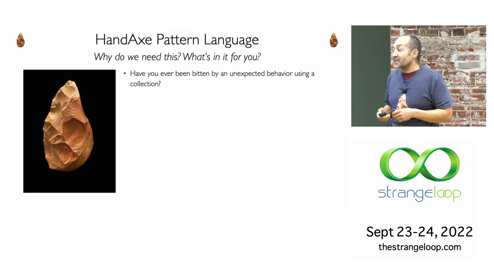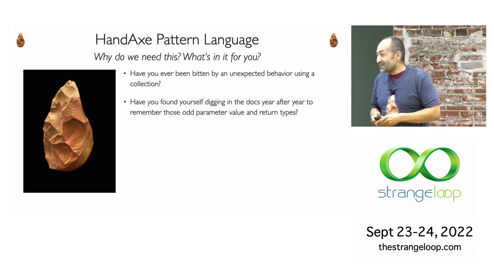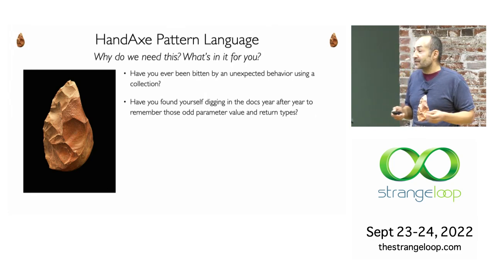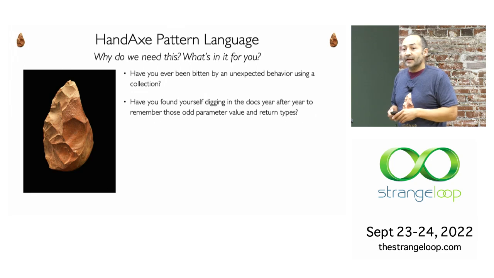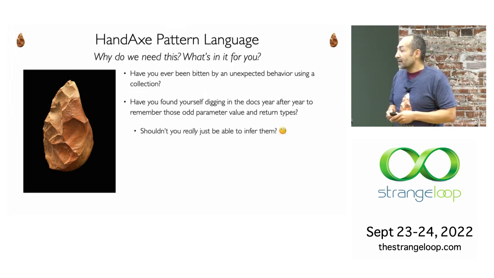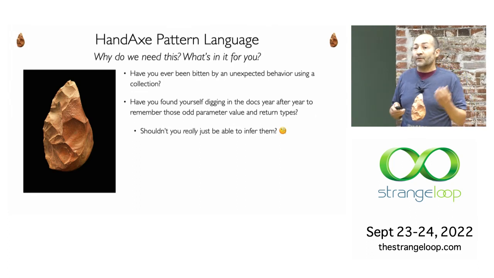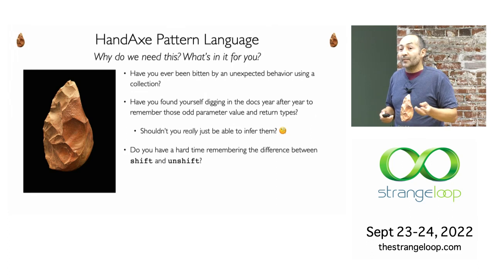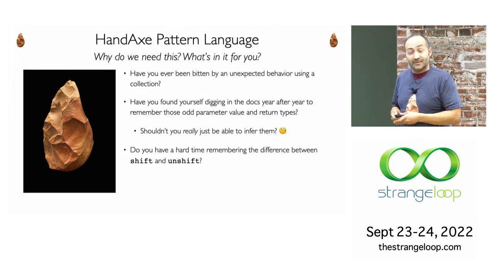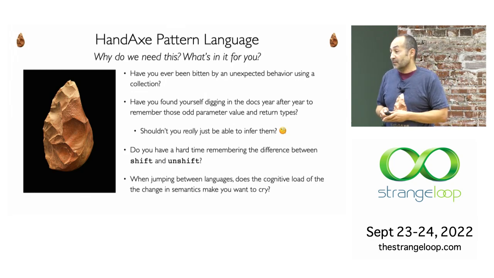Have you ever been bitten by unexpected behavior using collections? Have you ever found yourself digging through the docs trying to figure out some obscure parameter or return type? MDN, yes. Shouldn't you really be able to just infer things from the method names? Wouldn't that be nice? Do you have a hard time remembering the difference between shift and unshift? When jumping between languages, do you get whiplash and want to cry because the semantics are different?